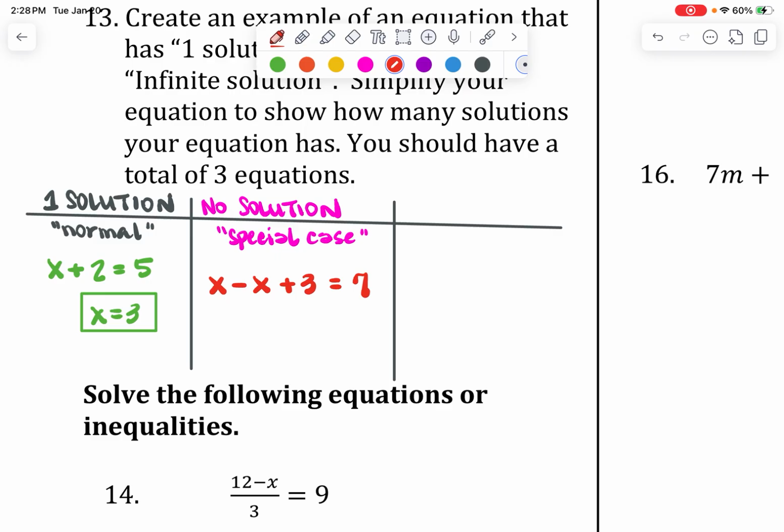Well, if I were to combine like terms, x minus x is 0. And I don't even need to write 0 x's. You just don't write any x's at all, because they are completely gone and they disappear. And so what you're left with is 3 is equal to 7. But 3 is not equal to 7, right? So this is a false statement, right? And if you get a false statement, then that means your answer is no solution.